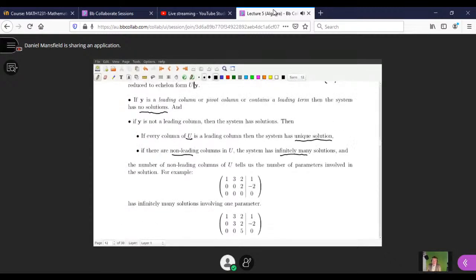The number of non-leading columns tells us the number of parameters involved in the solution. So we're going to go a little bit deeper now. Let's do an example. I will now enumerate for you the leading terms. The leading terms, I'll remind you, are the first non-zero thing in each row. So here I just move along, I encircle the first non-zero thing I encounter, and this is a leading term.